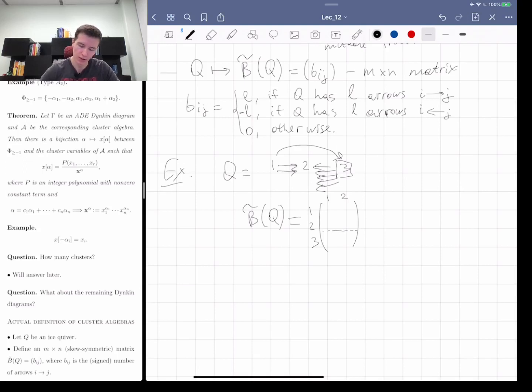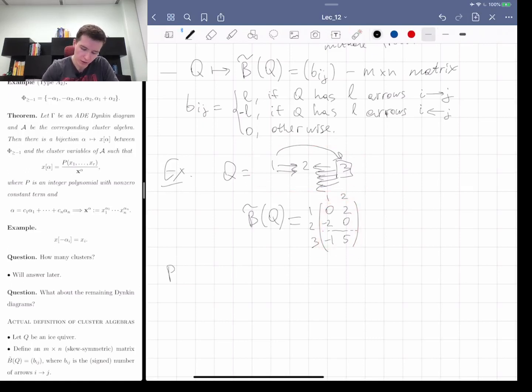And the actual entries are, okay, so from 1 to 2 I have 2 arrows. So b12 is equal to 2. And b21 is equal to -2. Because I have -2 arrows from 2 to 1. And that's what I meant by saying that b has a kind of skew symmetric part. Finally, from 3 to 1 there is -1 arrow, and there's also 5 arrows from 3 to 2. And that's it. So somehow I have encoded the whole quiver as just an m by n matrix.